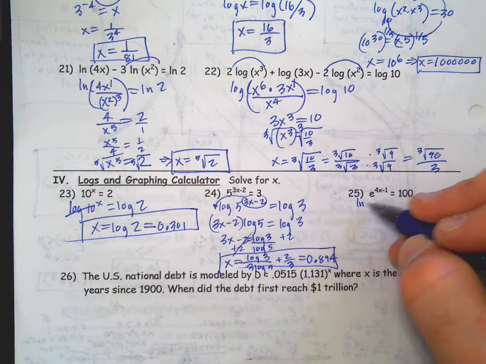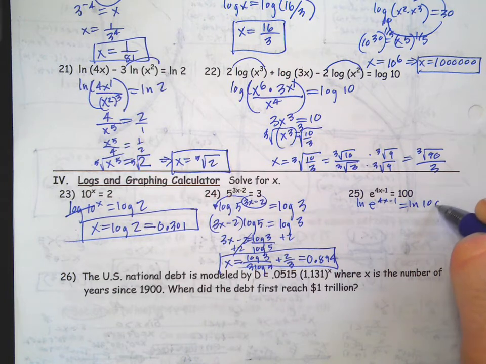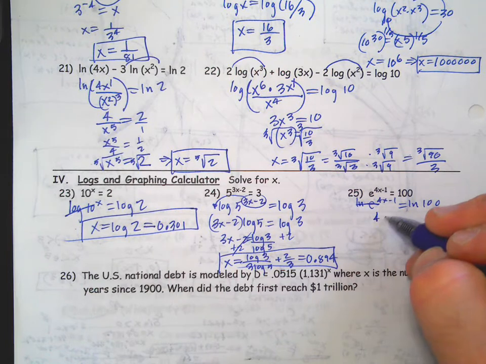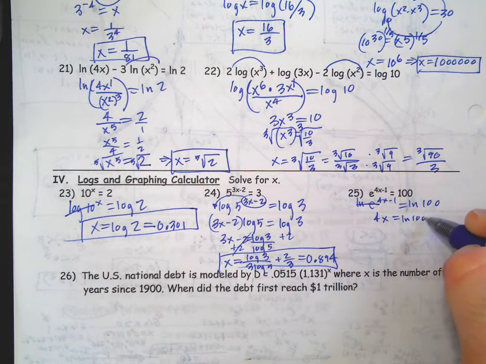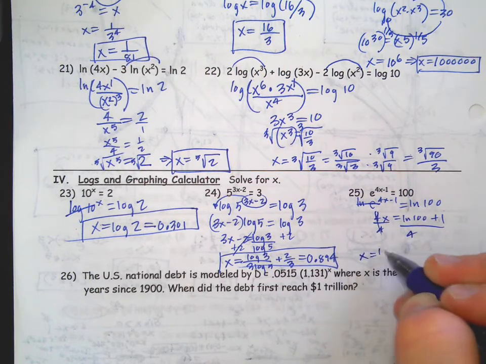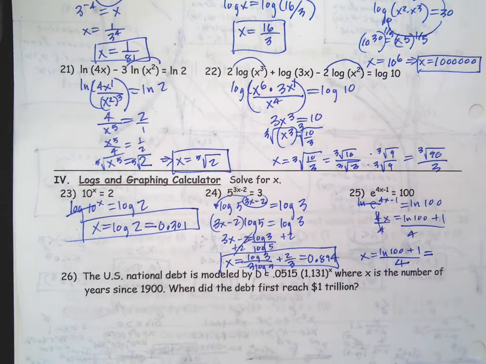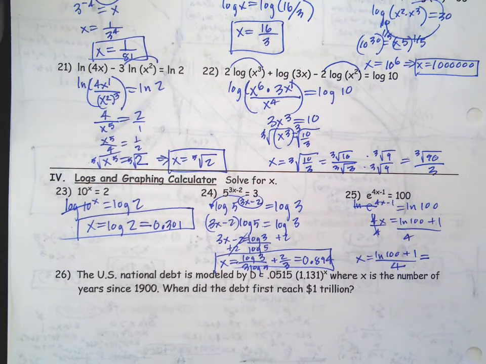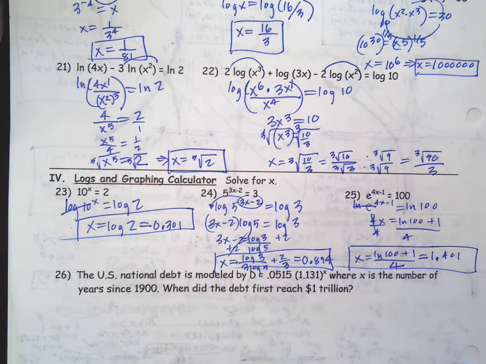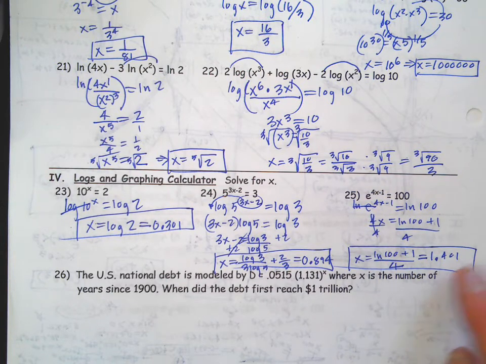Here now, natural log would be really good to use because it'll just give you a cleaner answer. You could use regular log base 10 if you want. But here those cancel out. So x equals natural log of 100 plus 1 over 4, which is, on your calculator, 0.401. You can use regular log if you want. It'll look different, but your decimal should be the same.